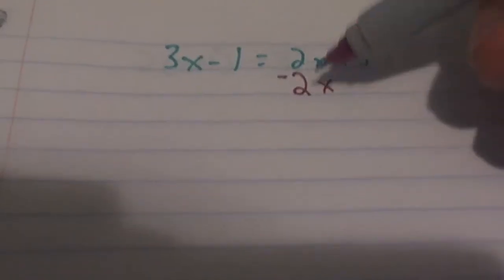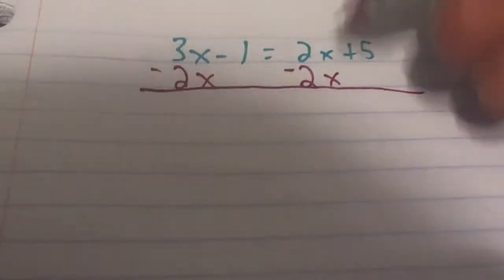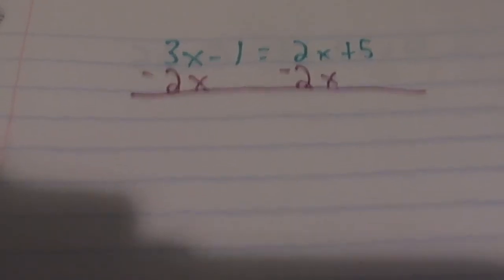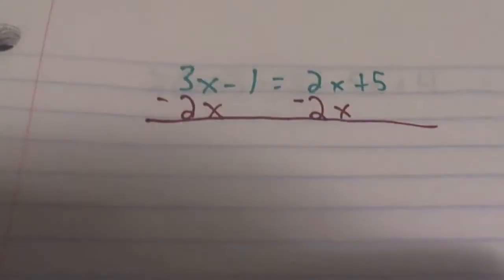Now remember, you have to put the 2x underneath the other x as well. Some of y'all in the homework were just putting it anywhere. Make sure you put the x's with the x's. Alright, if the x's are not with the x's, then you're going to have problems.